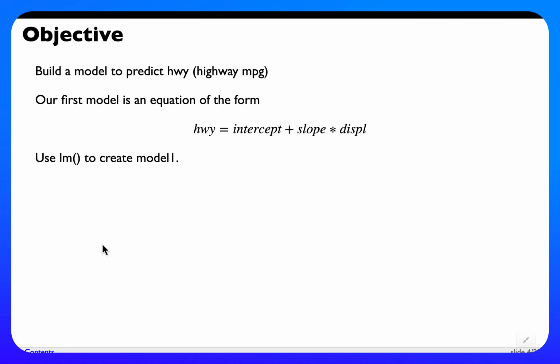So our first task is to build a model to predict highway. I want you to create a model of the form highway is intercept plus slope times displacement, and use the lm function to create this. We'll call it model1. Okay? So stop the video and create the model.